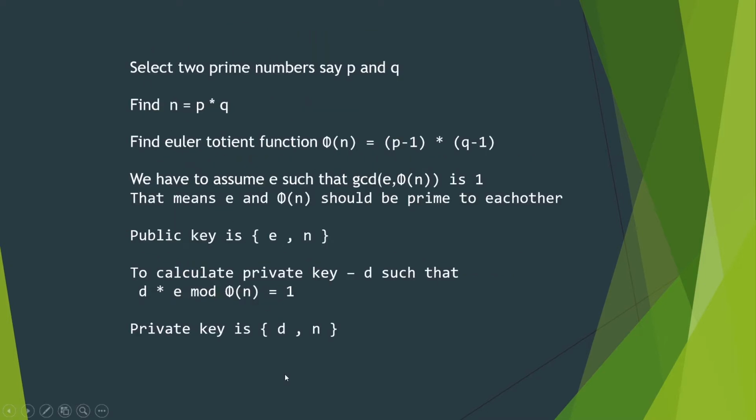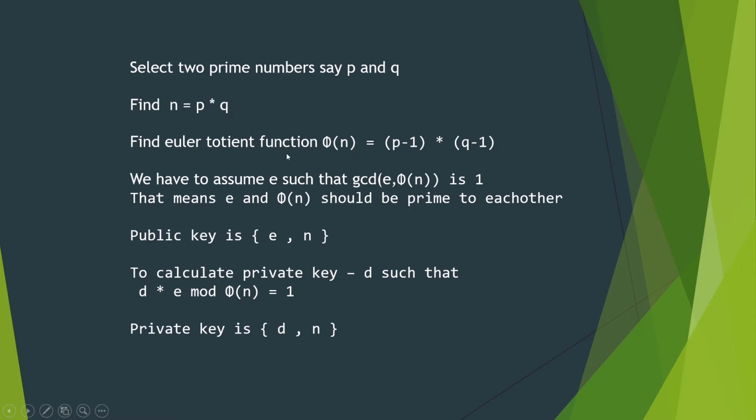So the algorithm is as follows. We first need to select two prime numbers, say p and q, and we need to find the n value, p into q, that is the multiplication of those two prime numbers. Next we need to find the Euler totient function, that is phi of n. Phi of n is defined by (p minus 1) into (q minus 1).